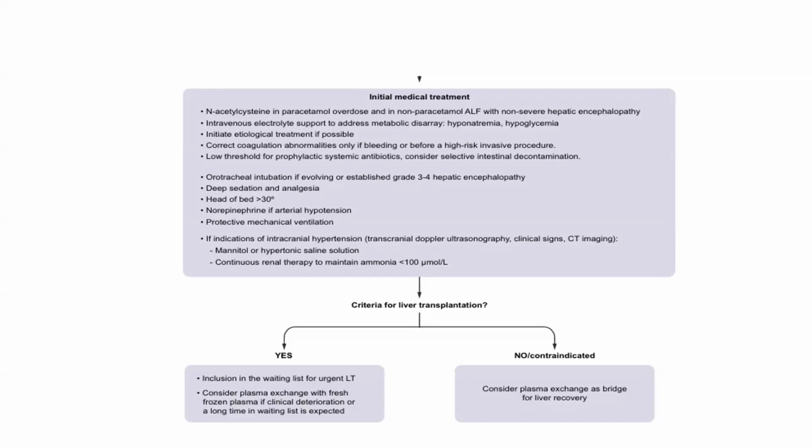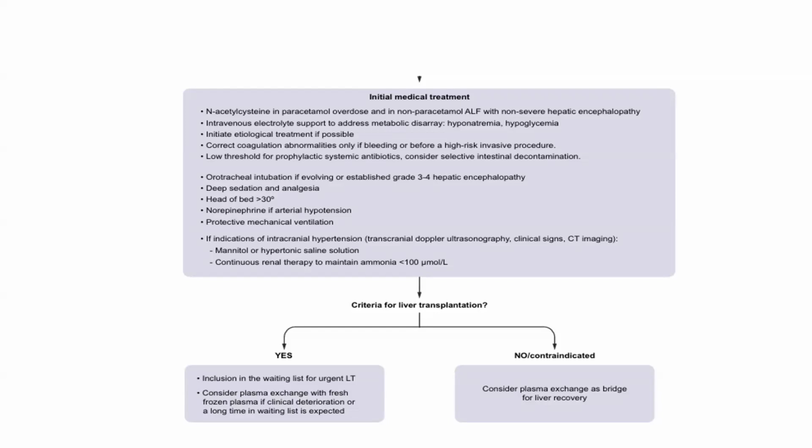Consider selective intestinal decontamination. Proceed with orotracheal intubation if evolving to an established grade 3-4 hepatic encephalopathy. Deep sedation and analgesia, head elevation to 30 degrees, norepinephrine if arterial hypotension, and protective mechanical ventilation. If there is intracranial hypertension, then consider mannitol, hypertonic saline, and CRRT to maintain ammonia less than 100. Then assess the patient for liver transplantation.